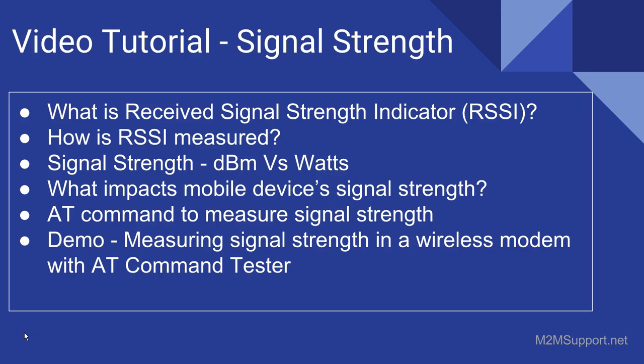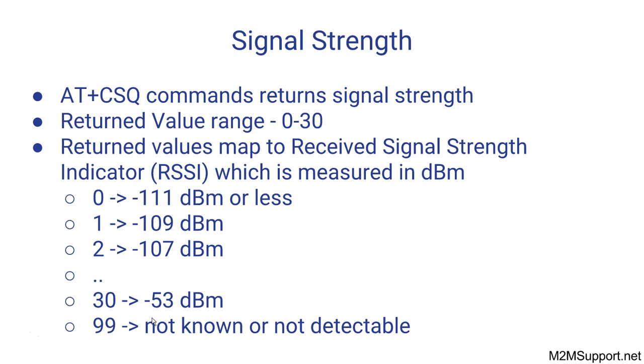In this section, we will look into the signal strength measured in RSSI, and we'll also look into a demo. The AT command to get the signal strength is AT+CSQ. It returns values in the range of 0 to 30. The returned values map to what is called the Received Signal Strength Indicator, RSSI. RSSI is measured in dBm, so it's a measure of received power.